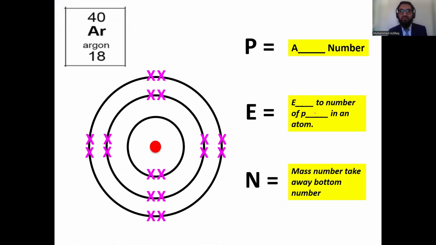Next one here. I'm just going to repeat the words that we use, pen. You have 30 seconds to complete. Even the starters are here, like P, proton. Okay, so what is this? This is the atomic number. E, electrons, equals the number of protons, and N, the mass number, take away the bottom number.